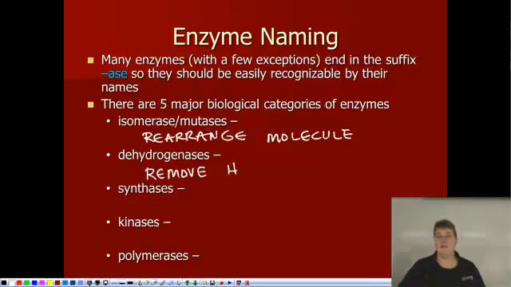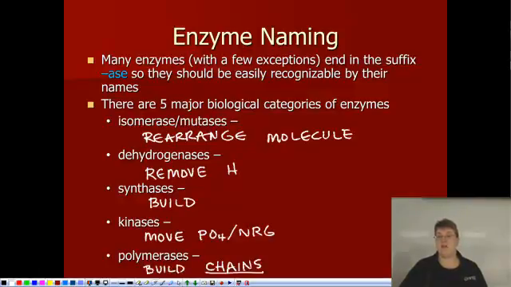Last thing about enzymes here is that enzyme names are actually very predictable. They're kind of self-explanatory. One thing you'll find that all enzymes have in common is they have the ending ASE in their names. Do not confuse this with the sugar ending OSE. This is ASE. And I've got 5 major ones that we may encounter as we travel through human biology this semester. Isomerases and mutases are enzymes that rearrange molecules. You see the word isomer in there, so that should be a hint. Dehydrogenase, to remove hydrogens from a molecule. Synthases, build molecules.